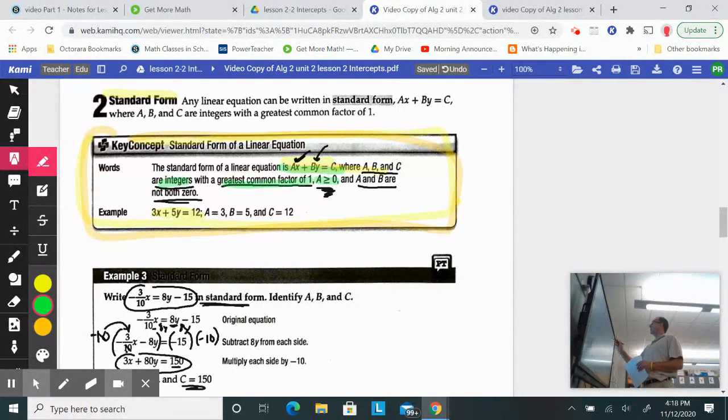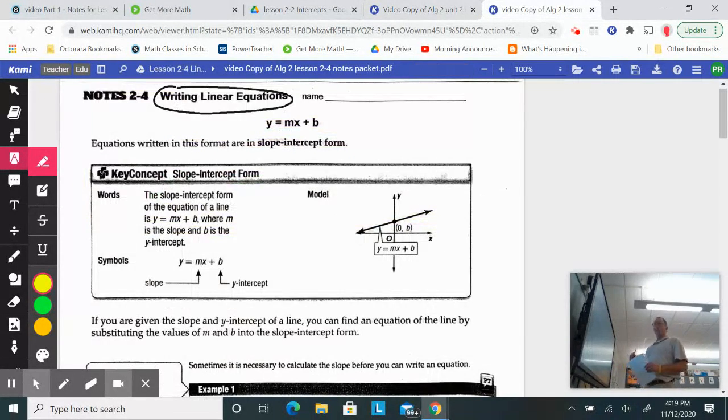The A has to be greater than or equal to 0, so you can't have a negative in front for the coefficient of the X. And A and B are not both 0. One could be 0, so there could be no X's and one Y, or have some Y's, or there could be no Y's and just X's. So that's one form. The other forms, there's 2 other ones, is from this lesson.